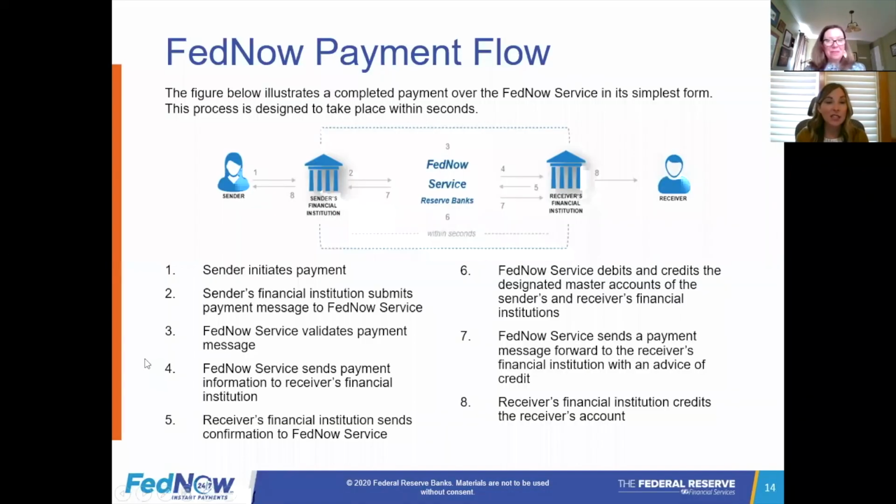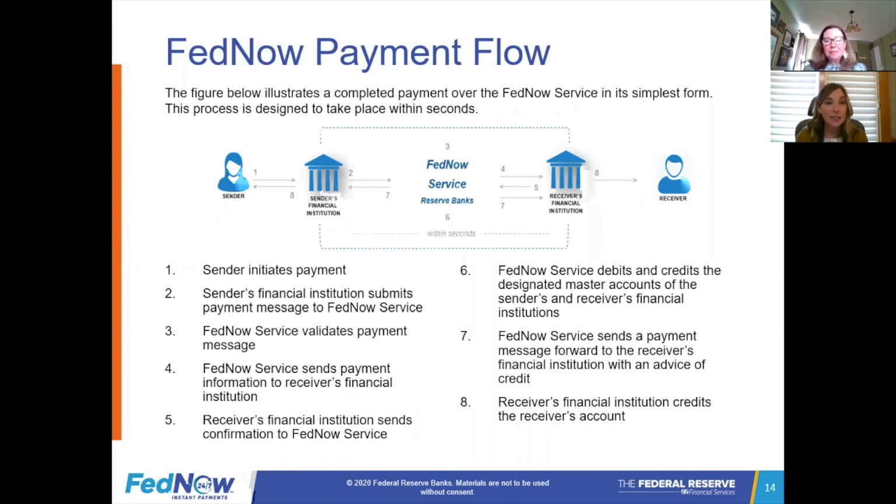And this is when the receiver's financial institution would send a positive response back to the FedNow service, confirming that it does intend to accept that payment message. And really, steps 4 and 5 are intended to reduce the number of misdirected payments and resulting exception cases that can occur in high volume systems.